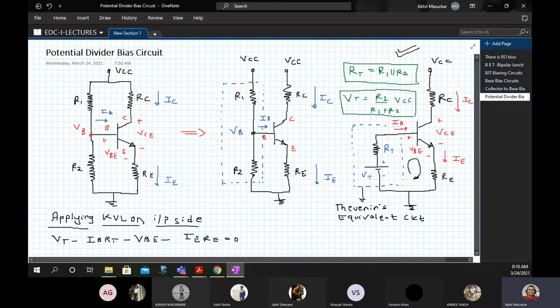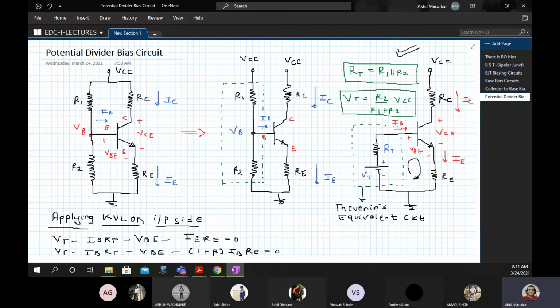And IE, we can have a standard formula directly, that is VT minus IB RT minus VBE minus (1 plus beta) IB RE equal to 0. Now you can take all IB terms on one side and other terms on the other side.